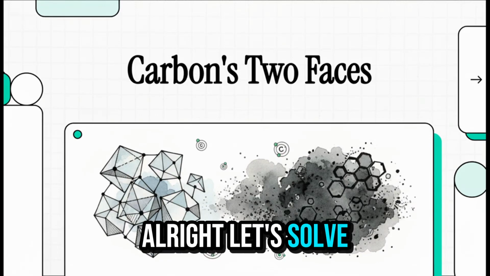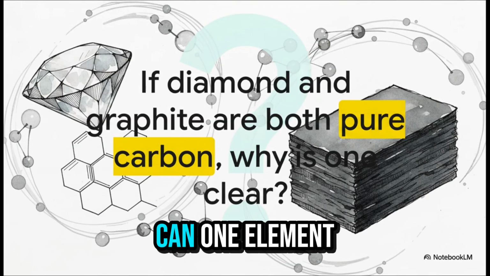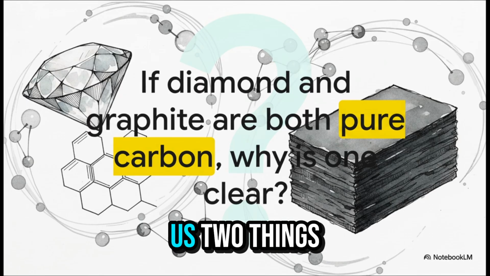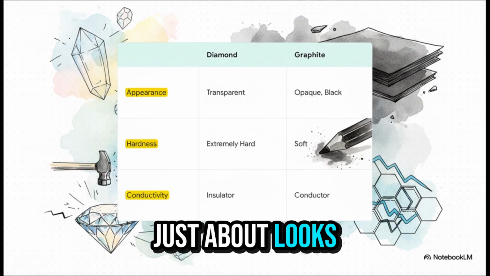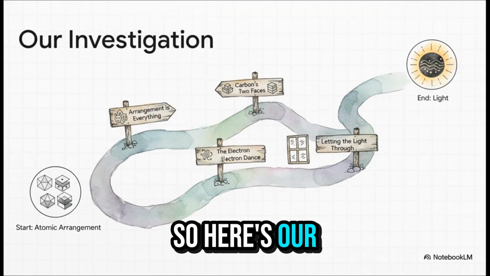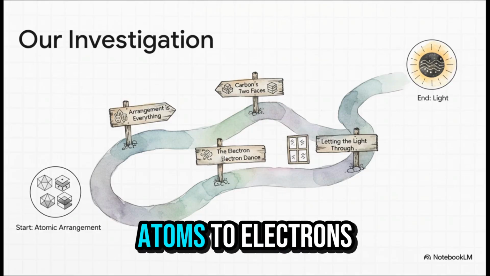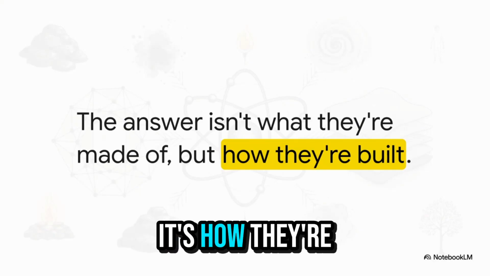All right, let's solve a fun little mystery. It's all about carbon. So, how can one element, pure carbon, give us two things that look so wildly different? And it's not just about looks. Their properties are total opposites, too. Okay, so here's our game plan. We're gonna look at everything from atoms to electrons. The secret isn't what they're made of, it's how they're put together.